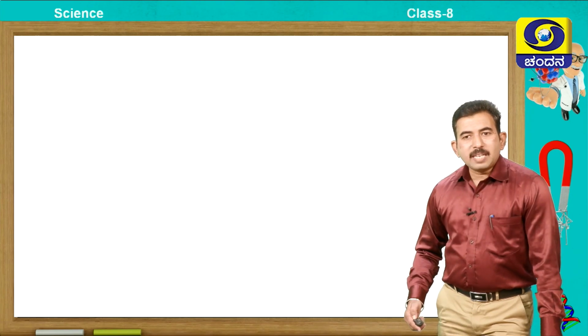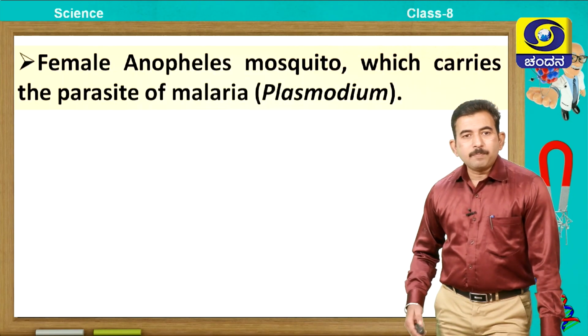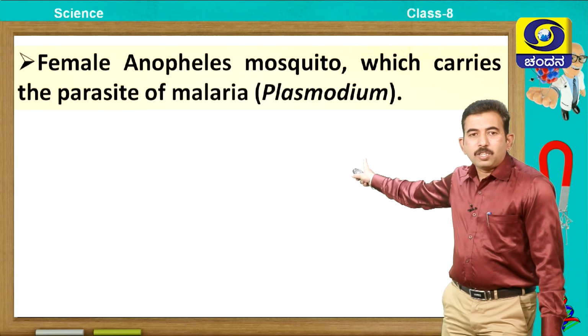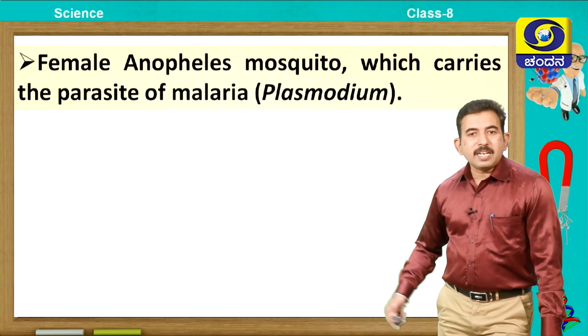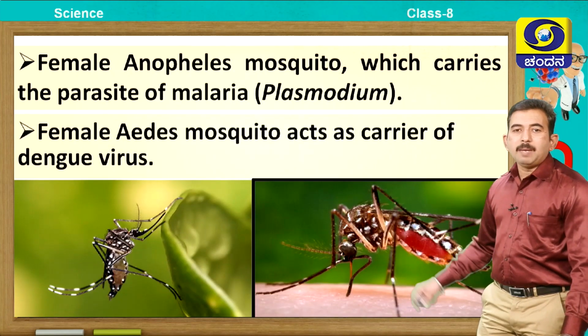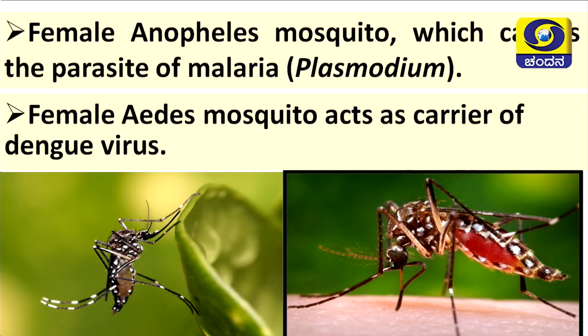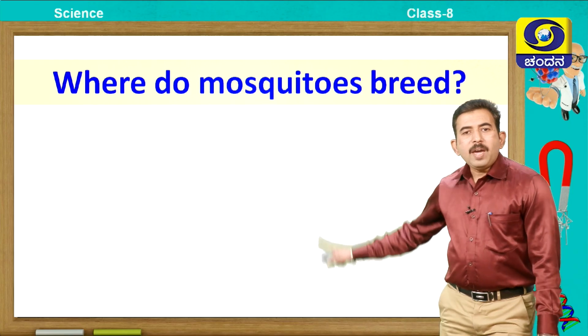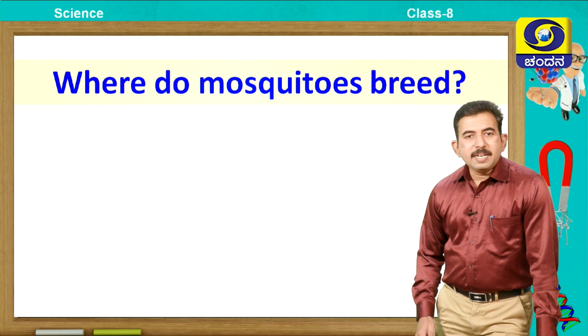Some of the common examples for carriers are the female Anopheles mosquito, which carries the parasite of malaria, that is Plasmodium. The female Aedes aegypti mosquito acts as a carrier of dengue virus. Students, where do these mosquitoes breed?